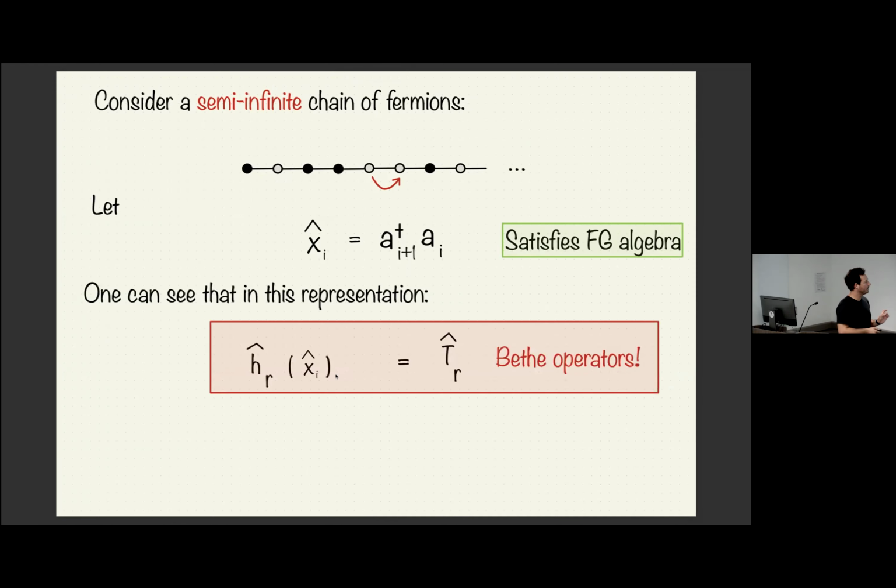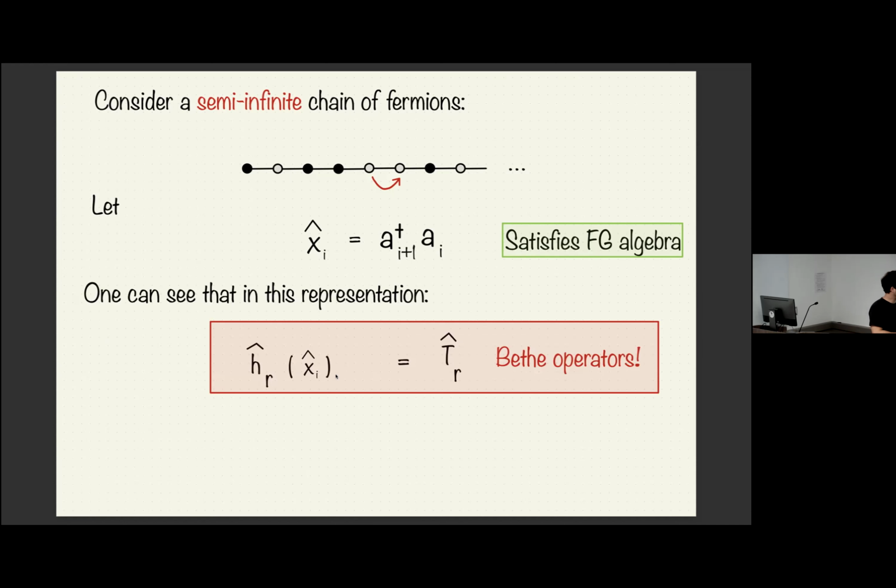Okay. Now what you can see when you make this choice is that these operators H hat are precisely these Bethe operators that shift all the fermions to the right by r units, provided there's nothing in between. This basically comes from the definition of the H hat, because the H hat is like the product of all these x's. And each x tries to move a fermion to the right 1 unit. The product of all these x's moves all the fermions step by step. So in fact, these are exactly identical.